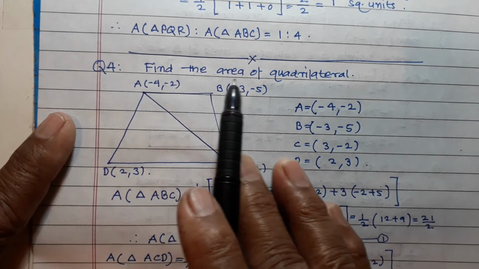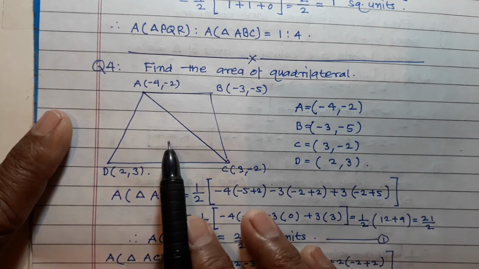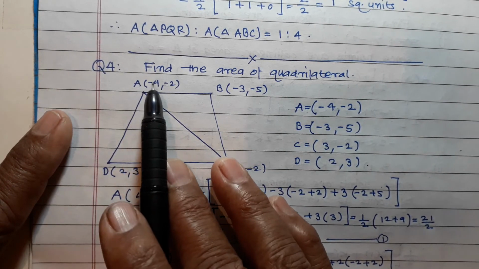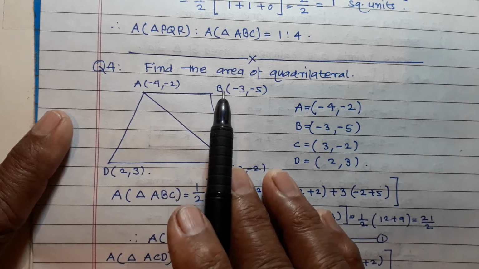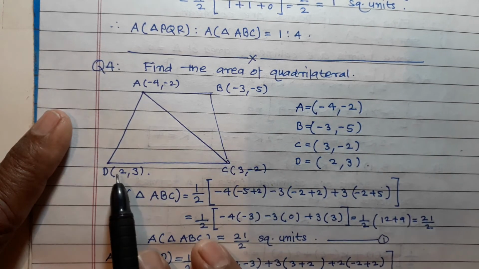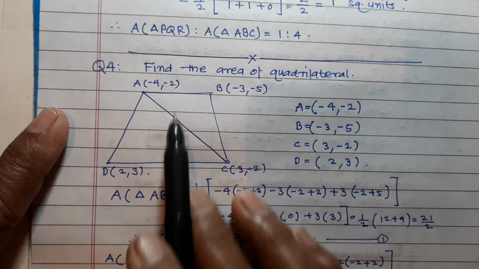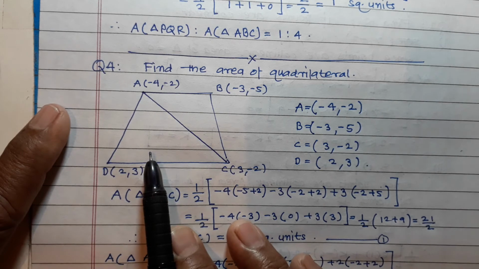Find the area of the quadrilateral. Now this is a quadrilateral given. A is equal to (-4, -2), B (-3, -5), C (3, -2), D (2, 3). Find the area of this quadrilateral.